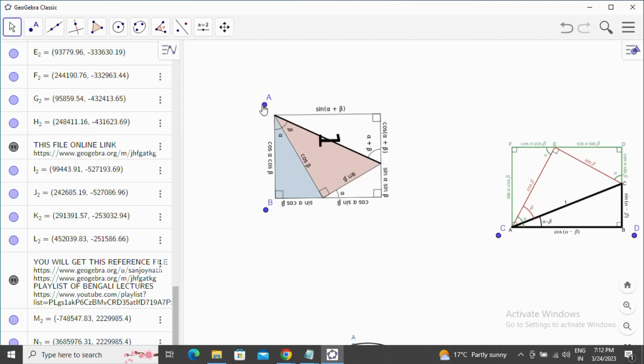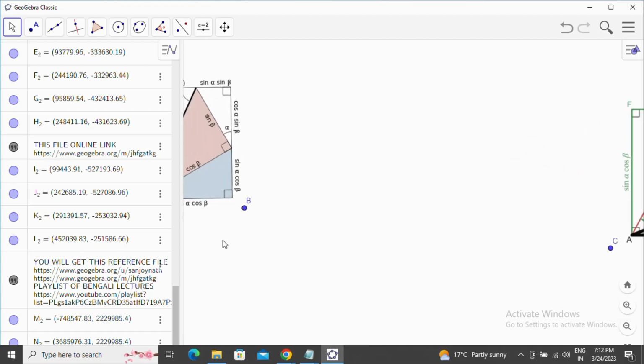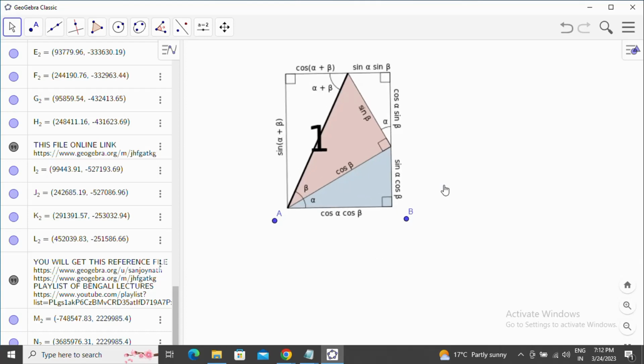So we should look at the pictures differently whenever we need to visualize the whole thing geometrically. This is a good habit of visualizing trigonometry. But we don't see trigonometry in this way.